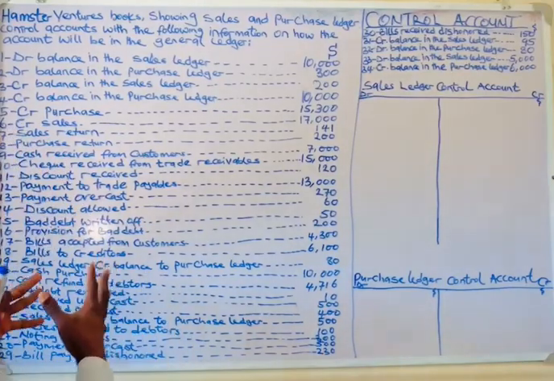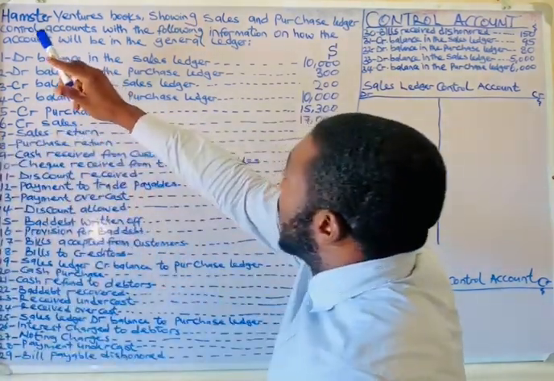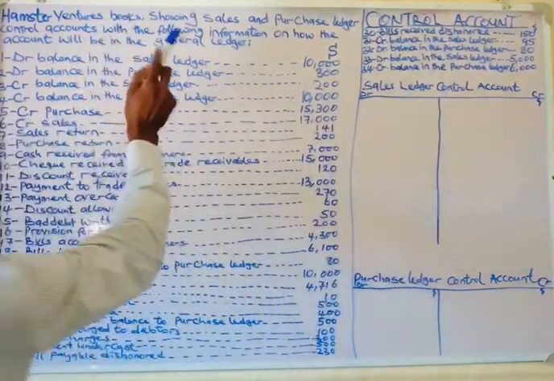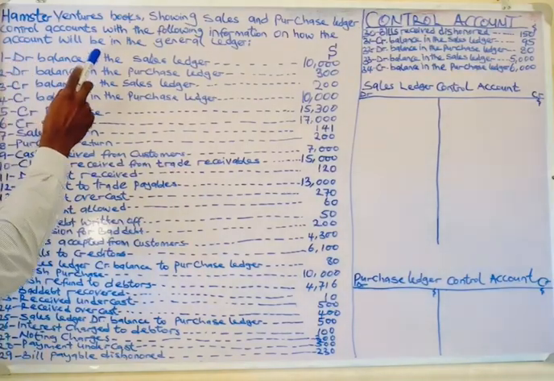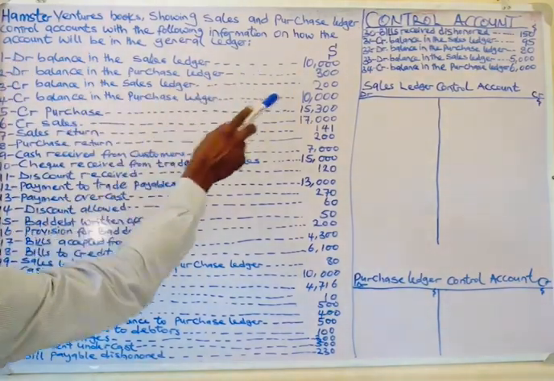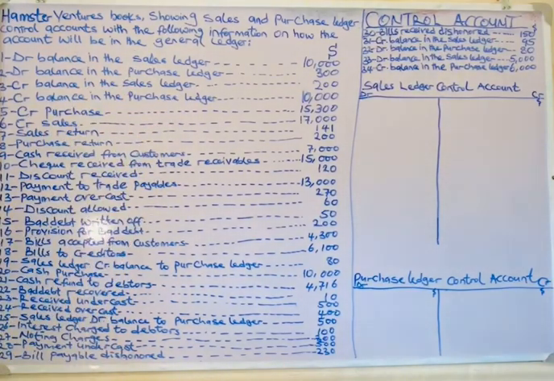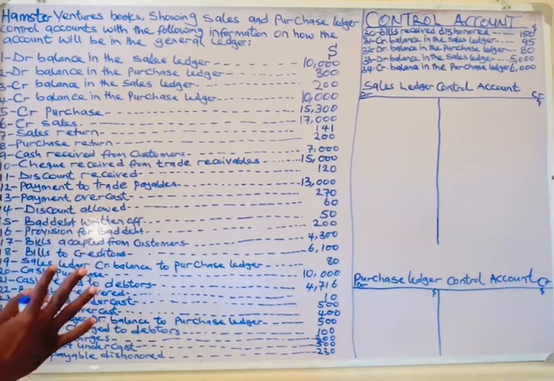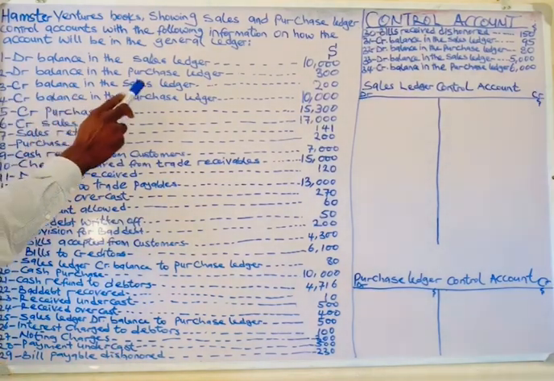So as you can see, this is a practical example on the control account. So let's solve this example. Hamster Ventures books showing sales and purchase ledger control accounts with the following information on how the account will be in the general ledger. So this is the information that we use to prepare our sales ledger and purchase ledger control account.